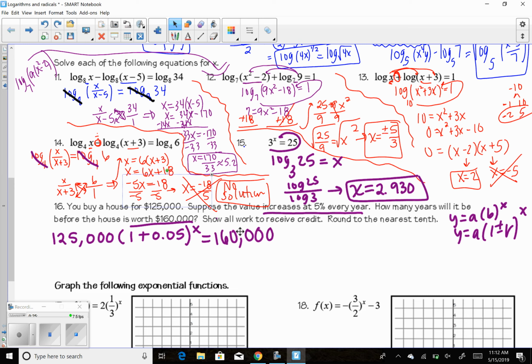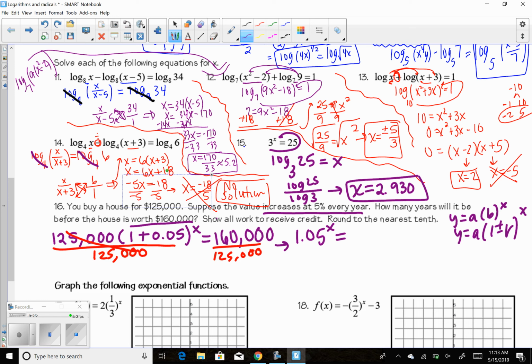All right, so it's an exponential, and I need to solve and get x by itself. Do you guys all agree that the 1 plus 0.05 can be added to give me 1.05? Okay, hopefully we all agree with that. And hopefully we all agree, too, that the first step in solving this would be to divide both sides by 125,000. Okay, so I'm going to do that. That's going to go away. I'm going to rewrite this as 1.05 to the x power equals, you're going to divide 160,000 divided by 125,000. You get 1.28.